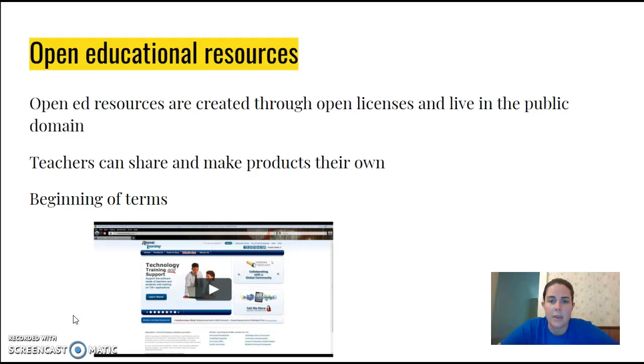They've also noticed at these open educational resource centers that there's a high increase in teachers using them at the beginning of terms, 9 weeks or semesters, because they're trying to get ideas to be able to use throughout the rest of the term.